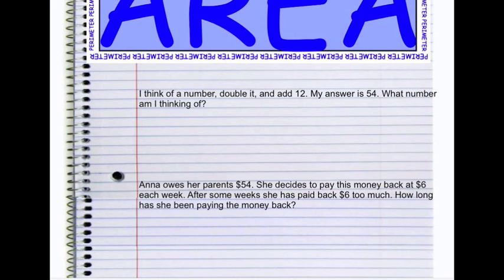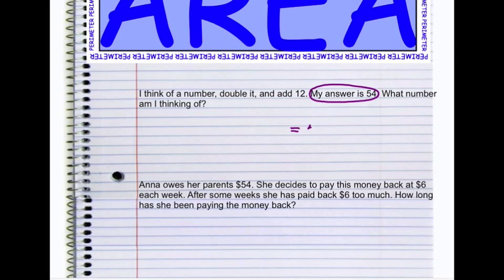The first problem that I do want to talk about is this one right up here, and it says, I think of a number, I double it, and add 12. My answer is 54. What number am I thinking of? Well, we are going to write a one-step equation to mimic this situation so that we have something to go off of. So, first of all, it says right here, my answer is 54. So I'm going to start with that.